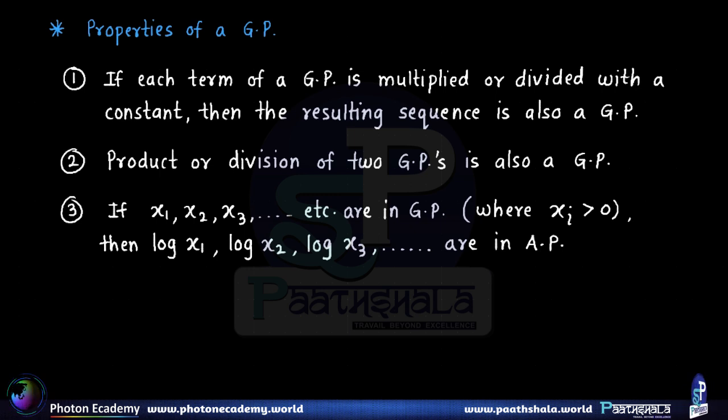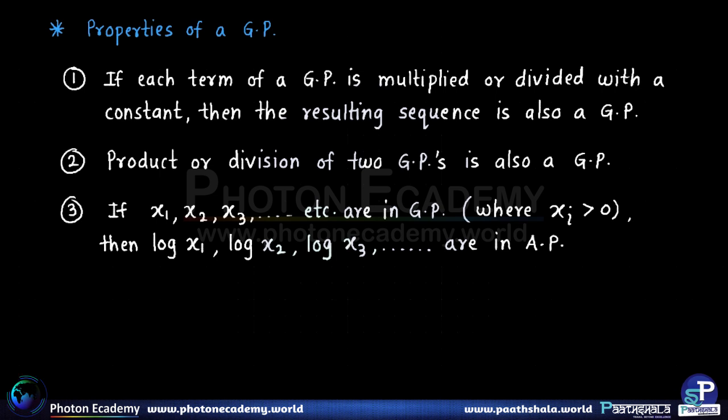It will be important to note that in property 1, it is only multiplication or division which is allowed, because GP involves the ratio to be constant. So hence if we have addition or subtraction, then the resulting sequence will not be a GP.